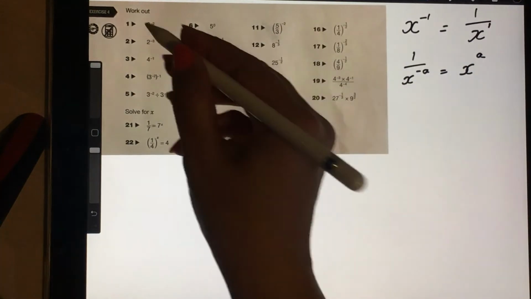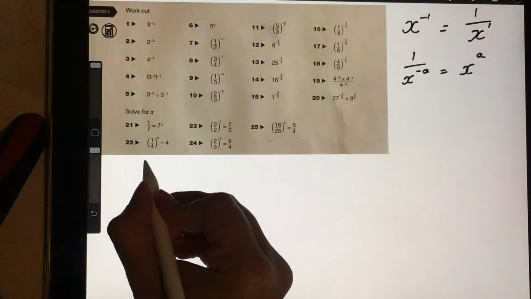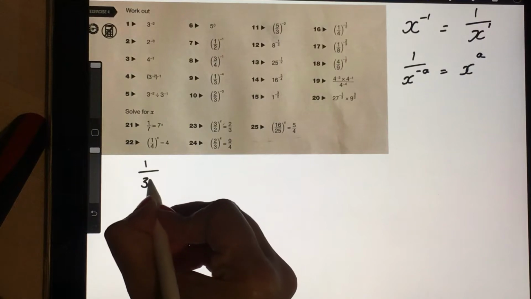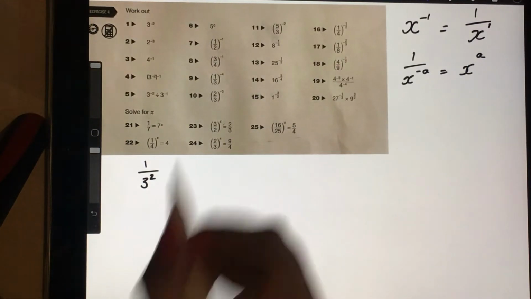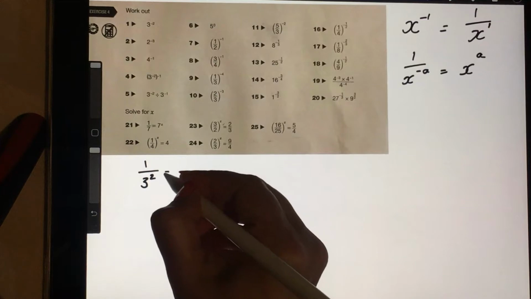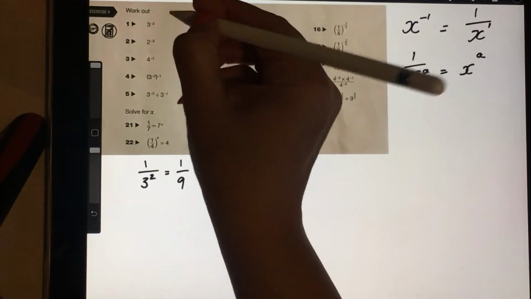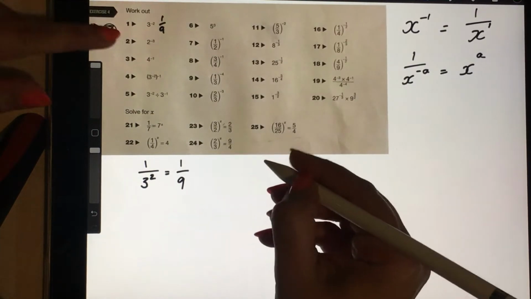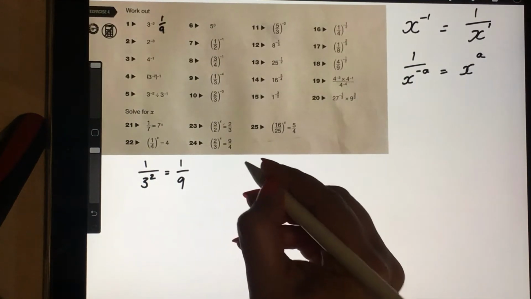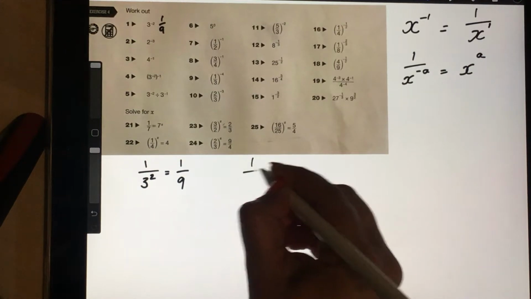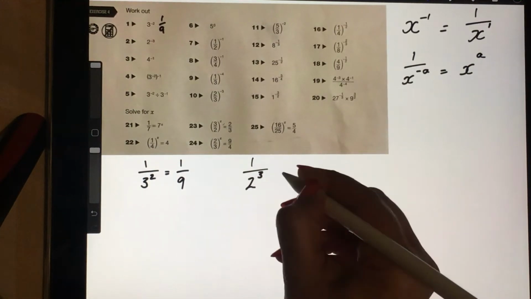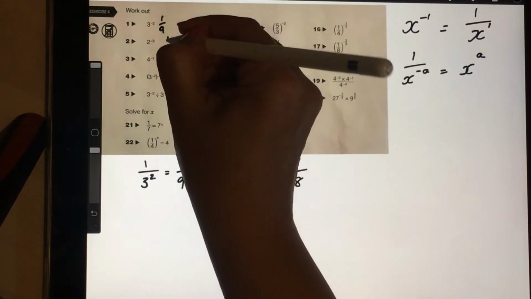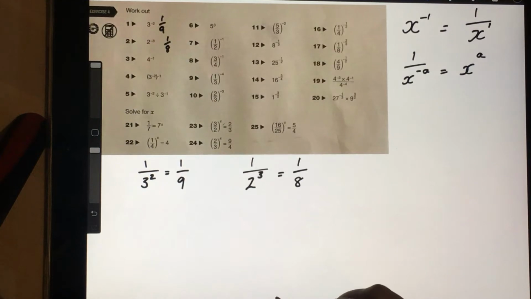Right, so if we have a look at question 1, 3 to the power of negative 2 will become 1 over 3 to the power of positive 2 instead of the negative, and that gives us 1 over 9. So for question 1, the answer is 1 over 9. For number 2, the question is 2 to the power of negative 3, so it becomes 1 over 2 to the power of positive 3, which equals 1 over 8. So number 2 is 1 over 8.